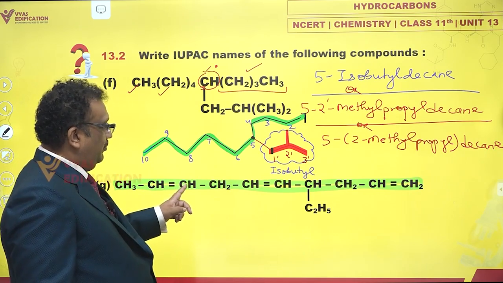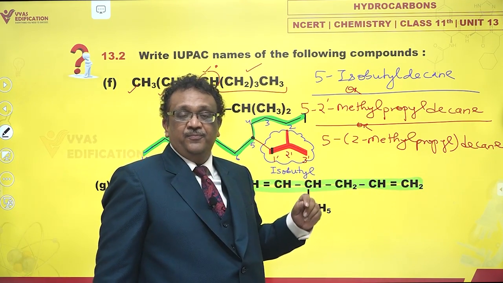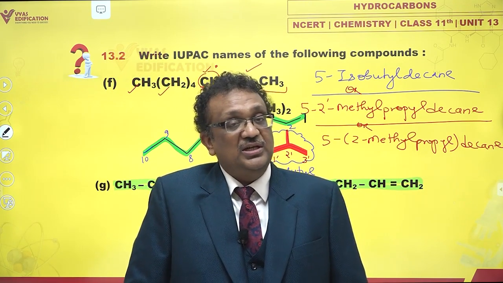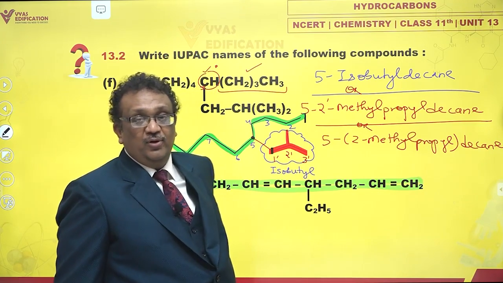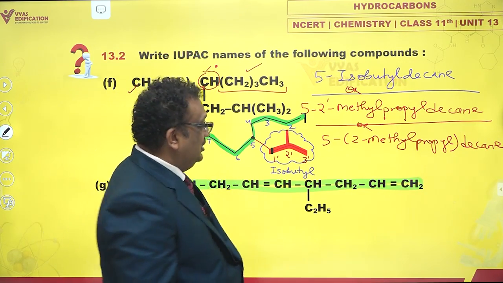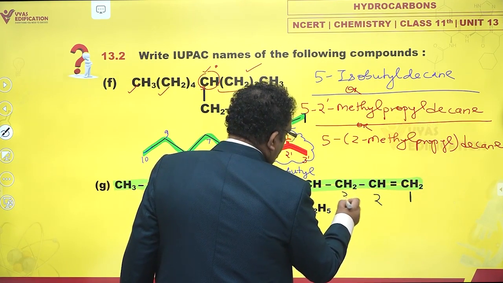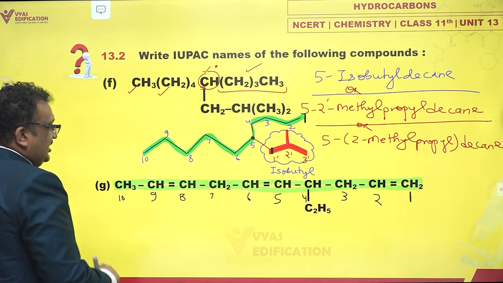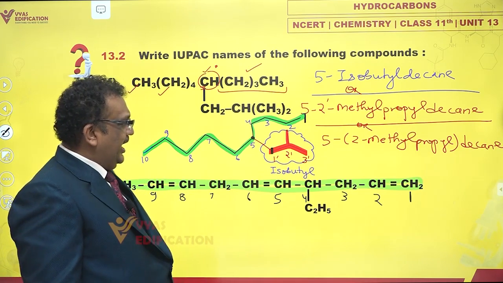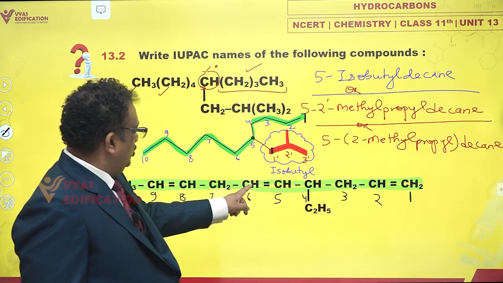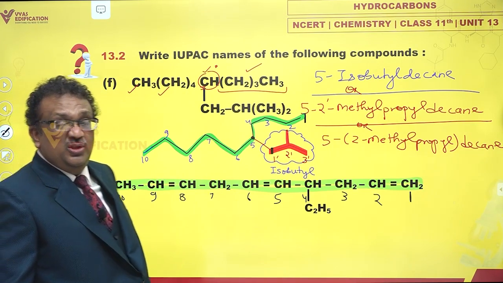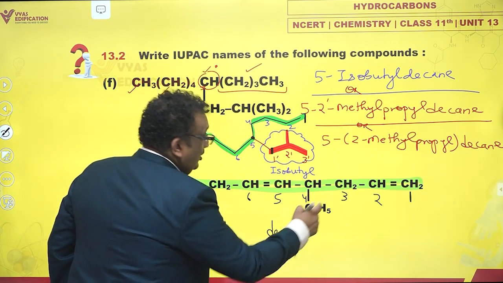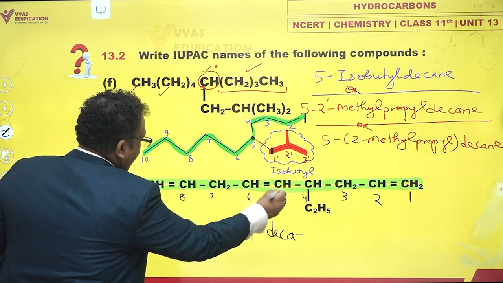1, 2, there is a double bond. 1, there is a double bond. Whichever side gives you earliest double bond, from that side you must number. In that case, we are really not worried about the side chains. The higher priority is taken by the double bonds. So 1, 2, 3, 4, 5, 6, 7, 8, 9, 10. It is again decane. It's not ane. 1, 2, 3 double bonds. So this is trine, decatriene. Deca 1, 5, 8.